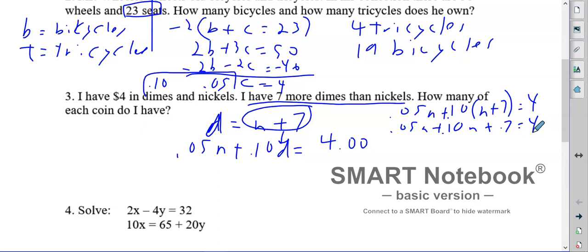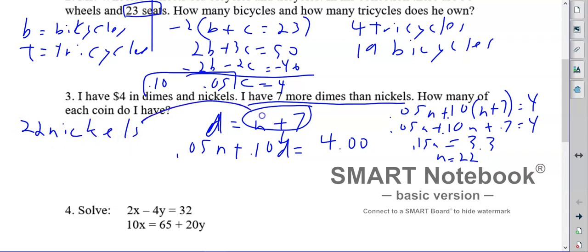So what we have is 0.05 plus 0.10 is 0.15n. I'm going to minus the 0.7 at the same time. And $4 minus 70 cents is $3.30. And when I do 3.3 divided by 0.15, I get 22. So n is 22. So that's 22 nickels. If I plug that in here and add 7, that's 29 dimes.